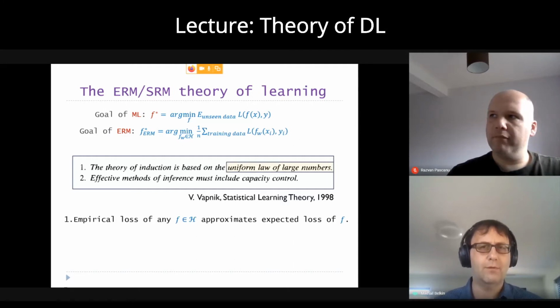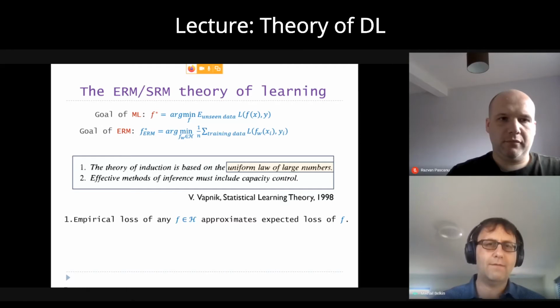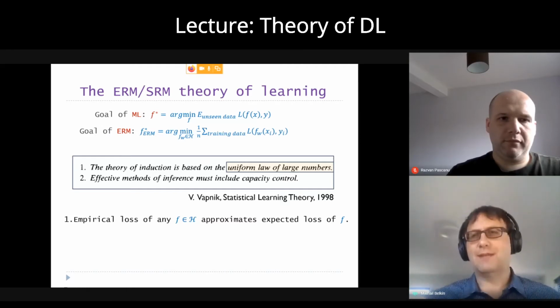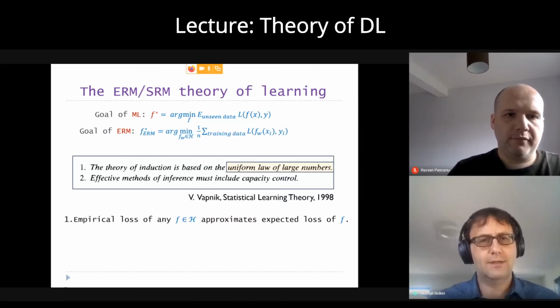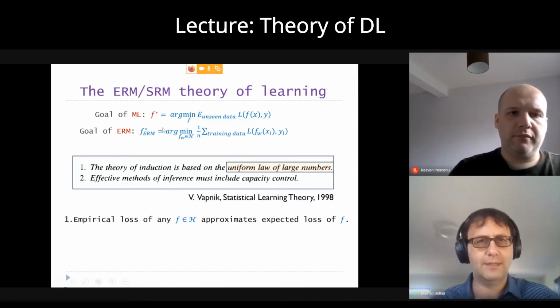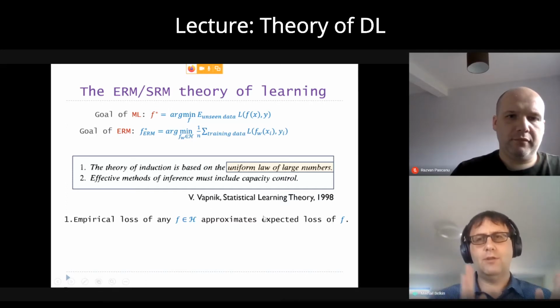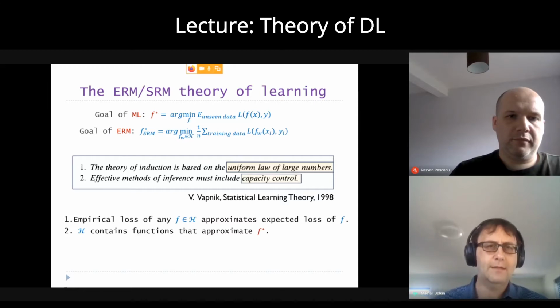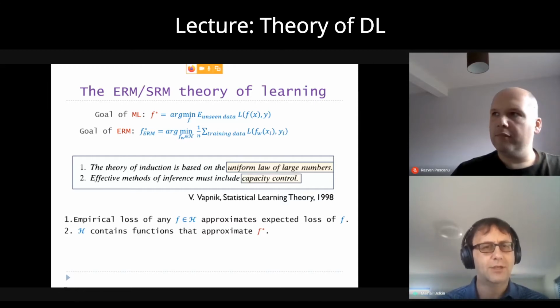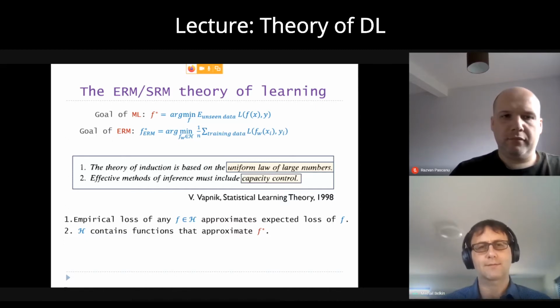So first, what is the uniform law of large numbers? Actually, it's very easy. It can be complex mathematically, but it's easy to understand. It is simply saying that the empirical loss for any function in this H, this space of functions where we do empirical risk minimization, approximates the expected loss of f. So what you see on the training set, you will see on the test set. That's the uniform law of large numbers. And capacity control simply means that H contains functions that are close to optimal. That's it.